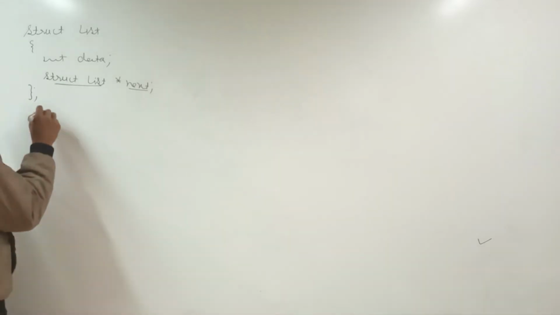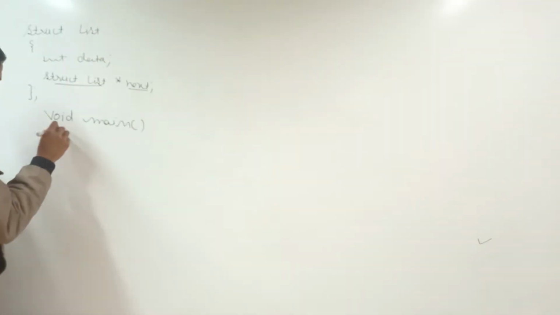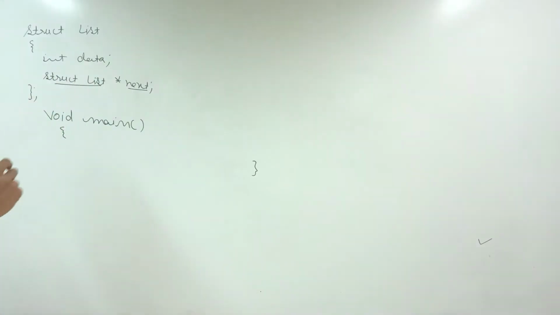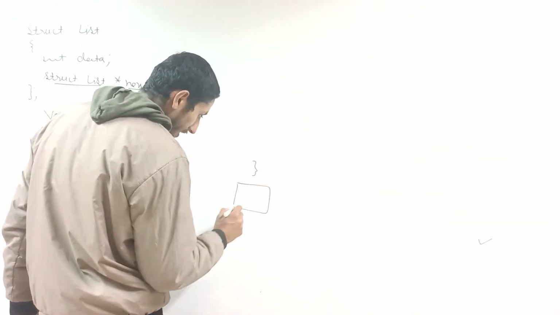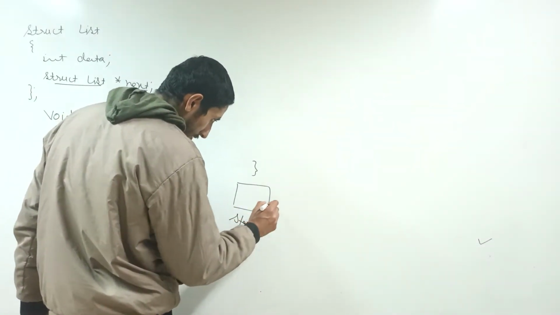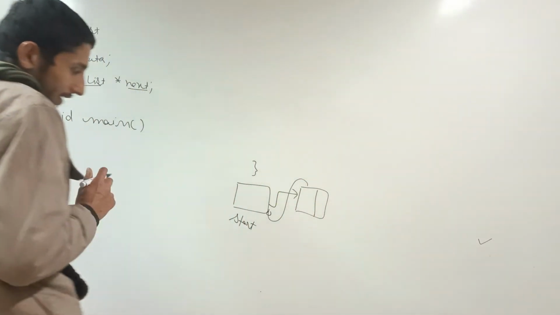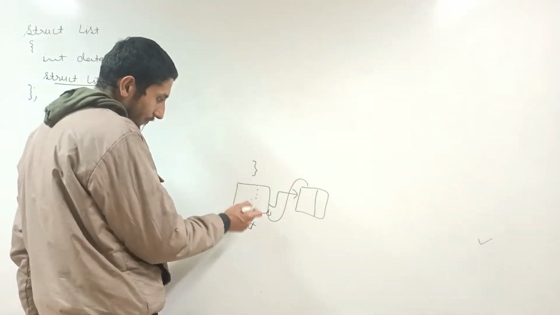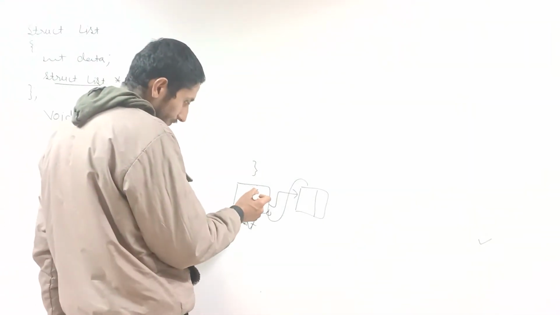Okay. Then let me define main. So that is main. So I will write like this. So first of all, what is the requirement in a linked list? You have seen that first of all, you have to take a start variable. The start variable contains the address of the first node. Are you following this? In the start variable, we don't have a data part.